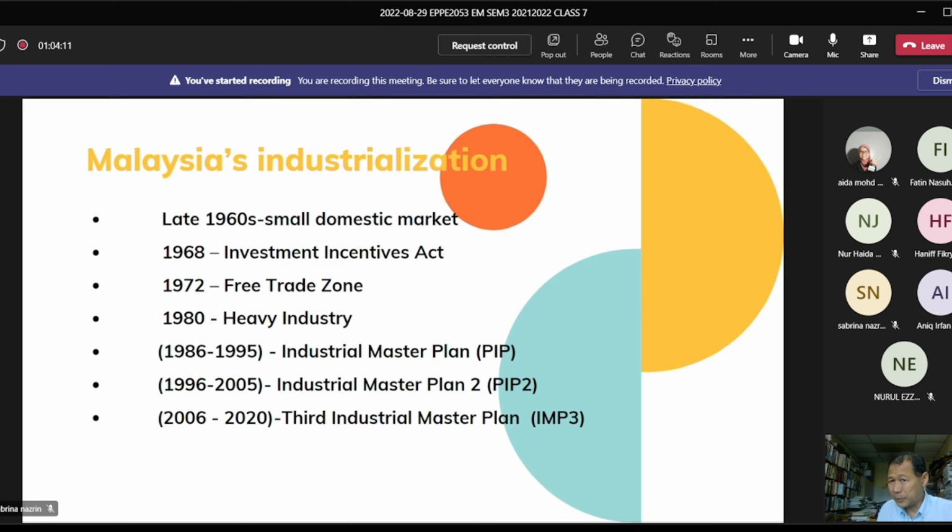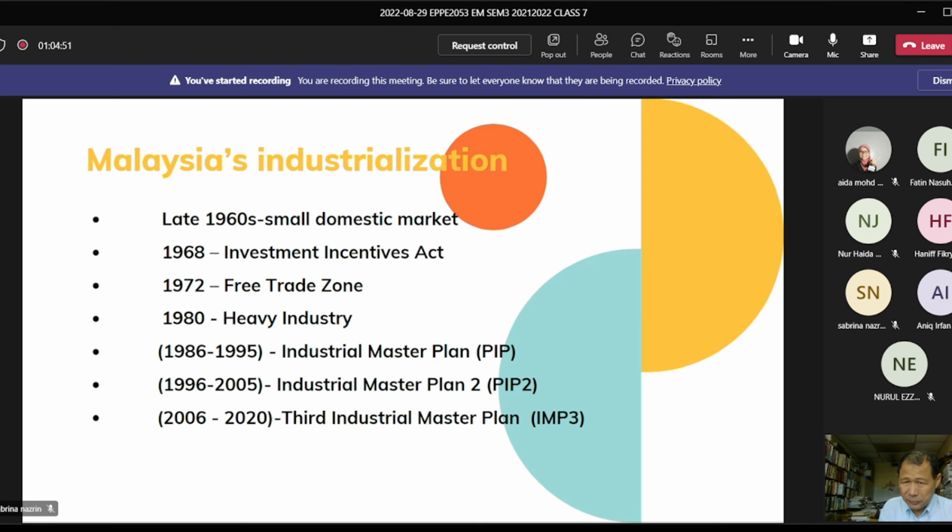This would give incentives in terms of tax holidays to companies that would be manufacturing products in line with the import substitution policy of Malaysia at that time. I explained to you what import substitution is, which is to produce domestically products which a country has been importing. So that was the 1968 Investment Incentive Act.